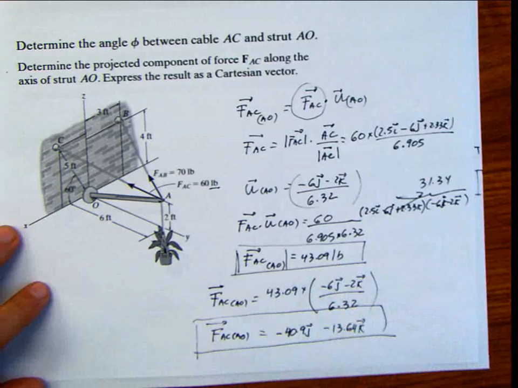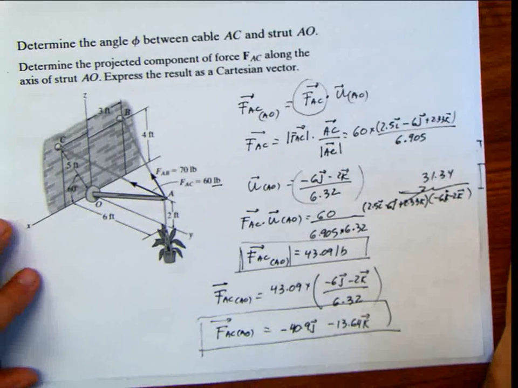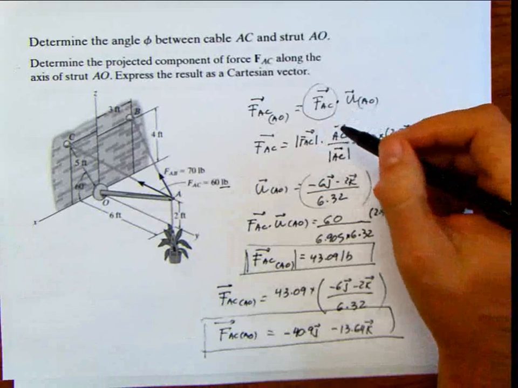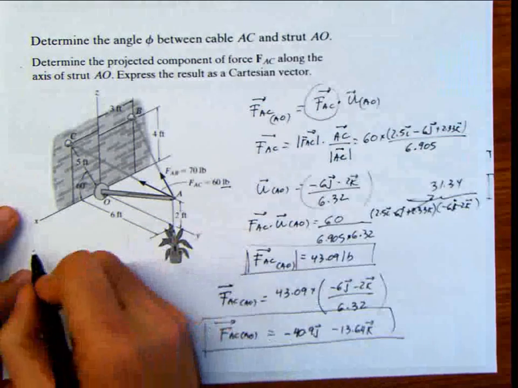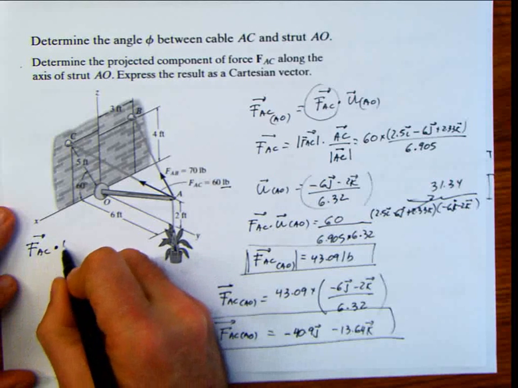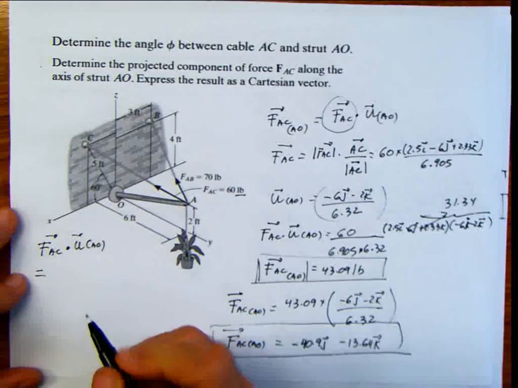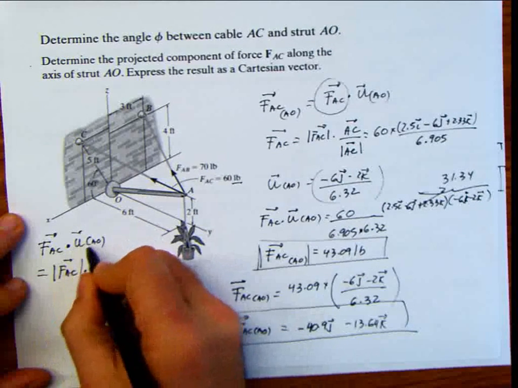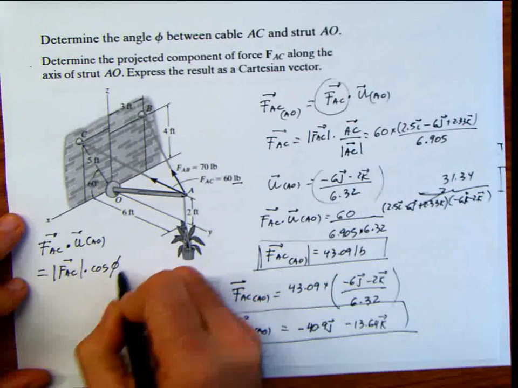Now look at this. This particular part of the problem could be done differently. How come? Because if I apply once again the definition of dot product, I can say that FAC dot multiplied by the unit vector in the direction of AO is going to be equal to what? To the magnitude of AC multiplied by the magnitude of this unit vector. What is the magnitude of the unit vector? 1. Multiplied by the cosine of the angle between both of them.